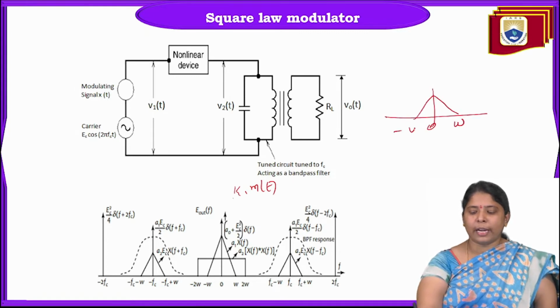0 W to minus W. This is the M of t. So lower frequencies will not be allowed by the band pass filter. So the first term is rejected.